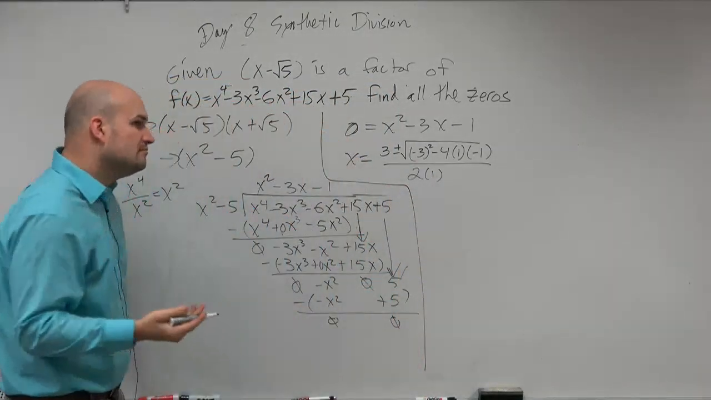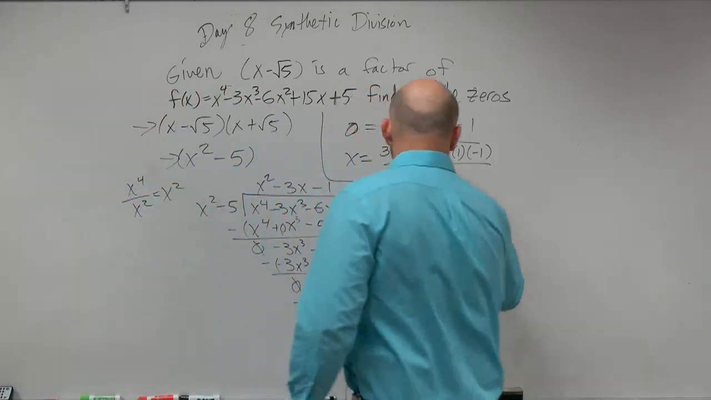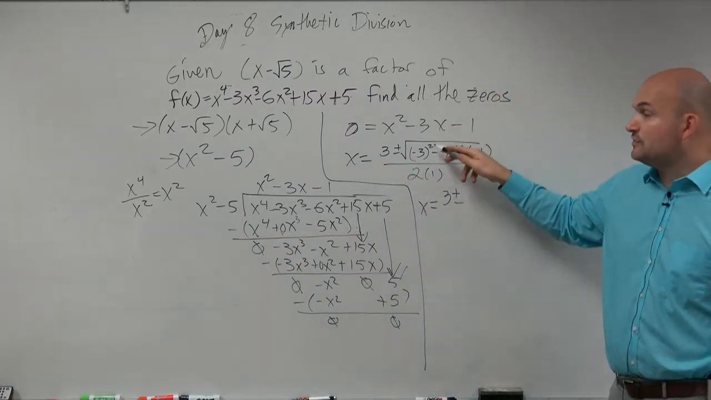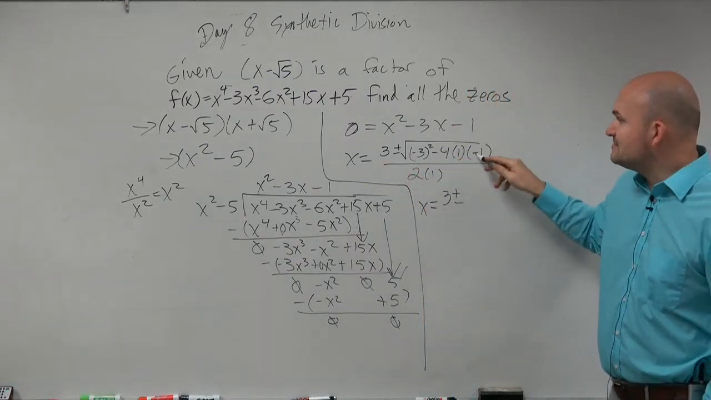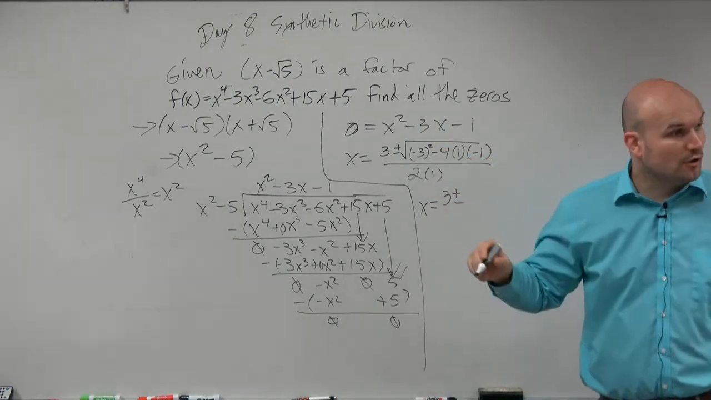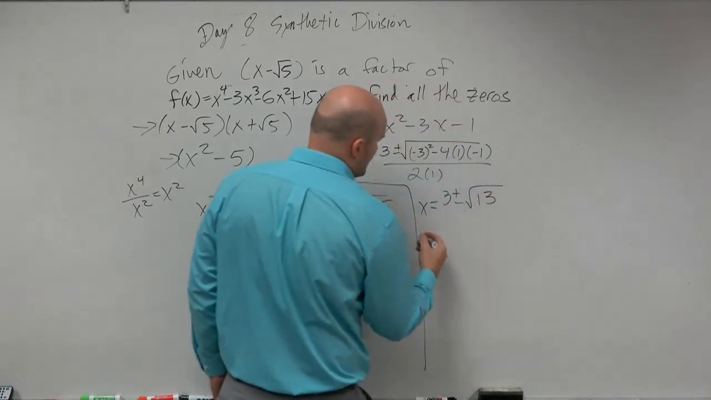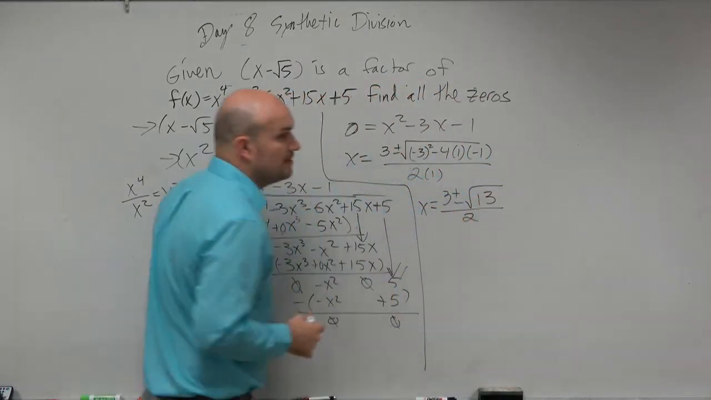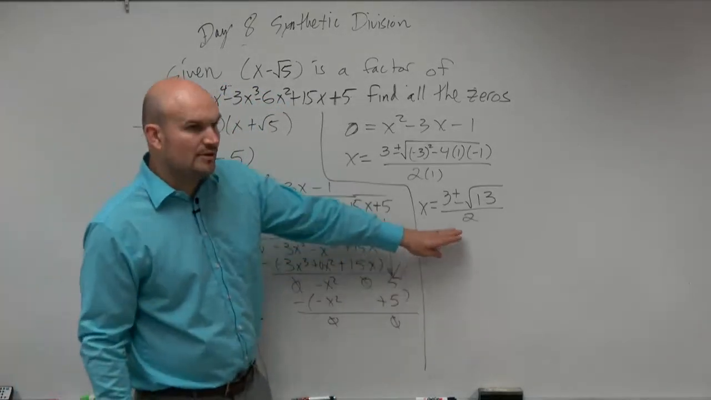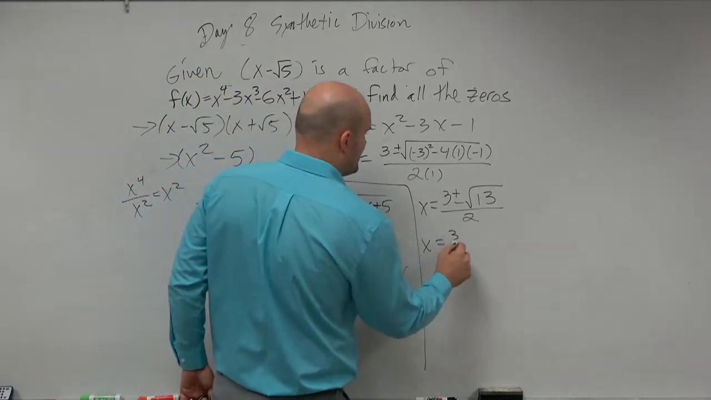Not always, but most of my examples, that's been the case. So now we have x equals 3 plus or minus, let's do some of this work in our head. Negative 3 squared is 9. Negative 4 times negative 1 is going to be a positive 4. So it's really 9 plus 4, which is 13, all over 2. Typically when we write these out as zeros, we want to have this separated. So we write it like 3 halves.